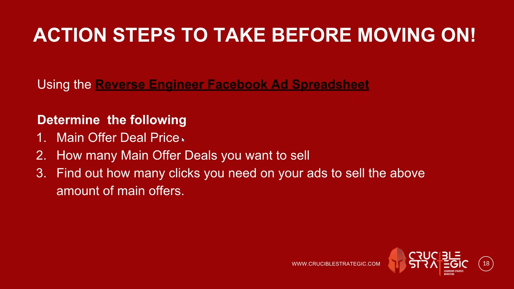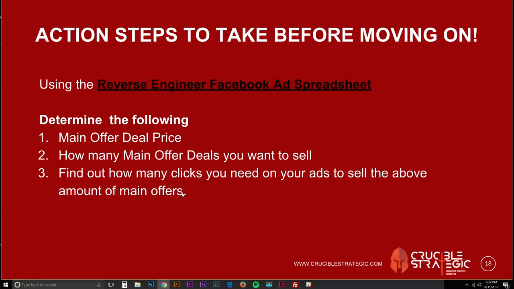Determine the following: the main offer deal price, how many main offer deals you want to sell, like how many books or whatever you're trying to sell, and then find out how many clicks you need on your ads to sell the above amount of main offers. And I created a spreadsheet with calculations on it for you. Okay, so let's go ahead and go over that now.